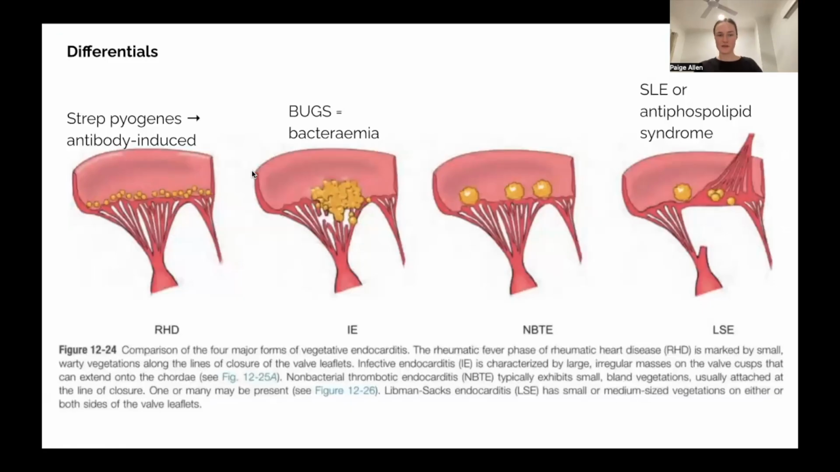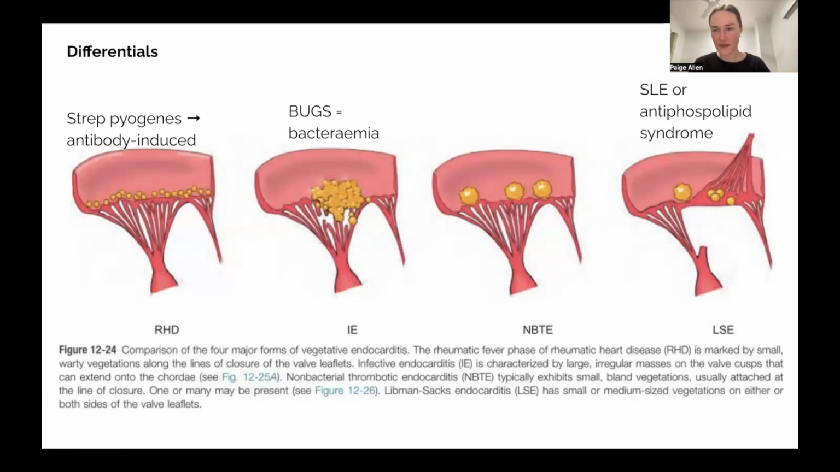Cool. You might see different times where people have vegetations on their leaflets, and it can be due to different causes. So let's just review those quickly. This is more relatable for path. So rheumatic heart disease, again, that's caused by strep pyogenes, which is your group A strep. So that's antibody induced, and you'll see the little vegetations all the way across the valve. Infective endocarditis, you'll get very large, chunky vegetations that are eating into the valve. And again, that's due to actual bacteria in the blood.